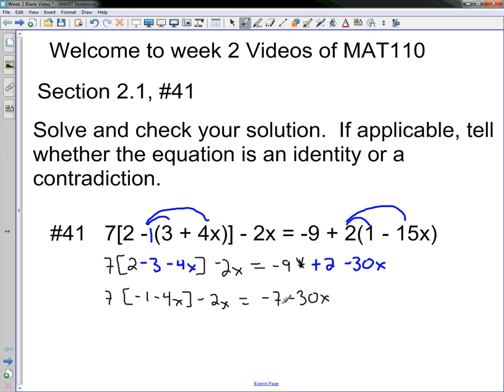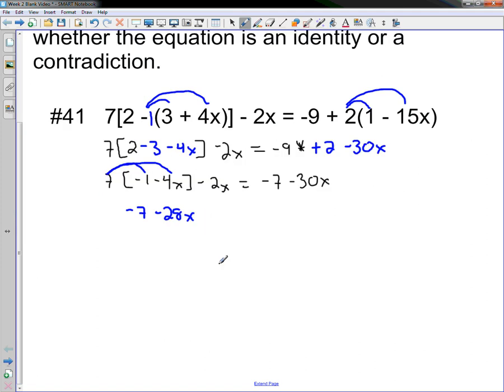So it's good to collect your like terms as you go. Technically, we could have distributed the 7 in without collecting the like terms and then collect them after. You would still get the same answer. Now we have a 7 on the outside that we're going to distribute in. That gives me negative 7 minus 28x, and then the minus 2x equals negative 7 minus 30x.